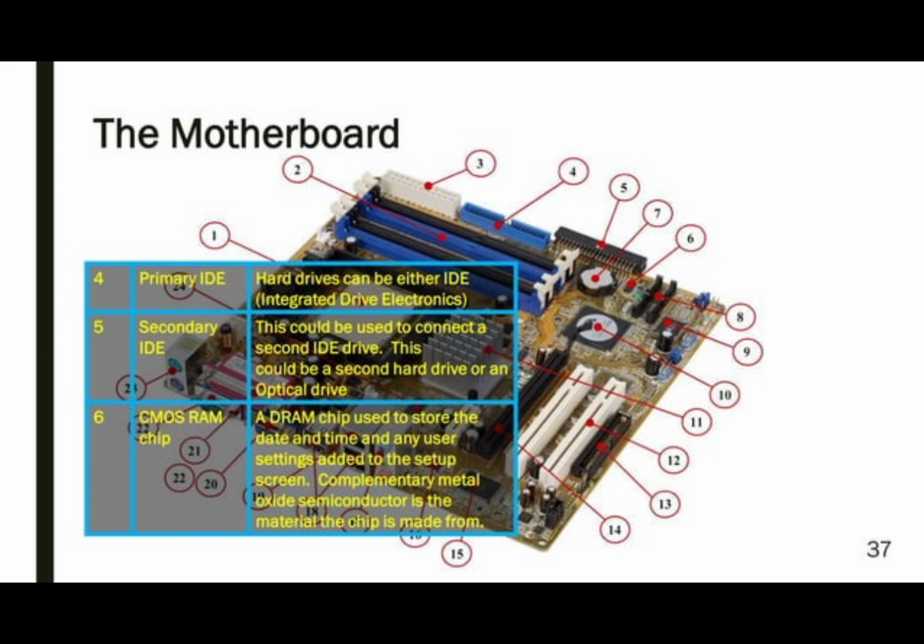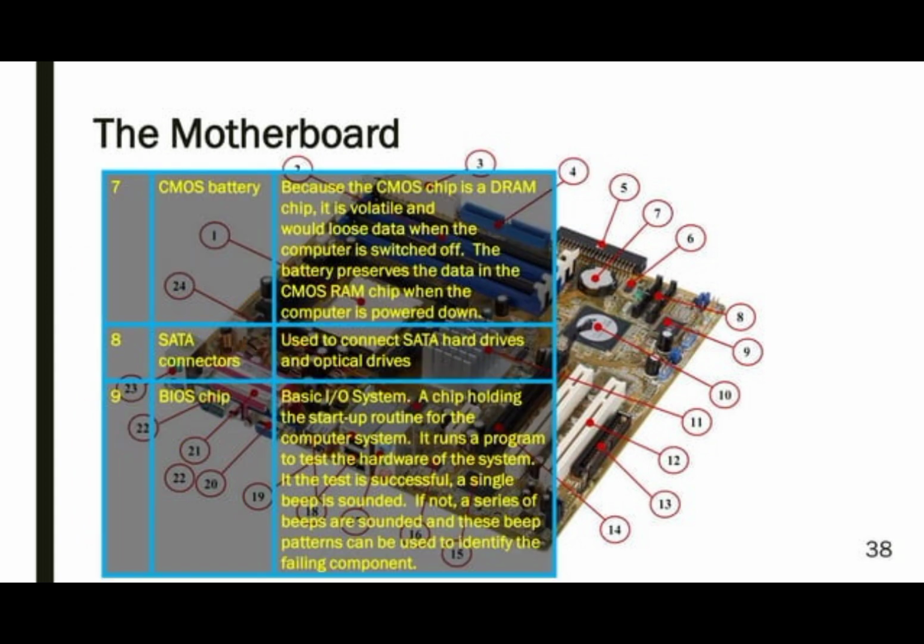Number 6. CMOS RAM chip. A DRAM chip used to store the date and time and any user settings added to the setup screen. Complementary metal oxide semiconductor is the material the chip is made from.